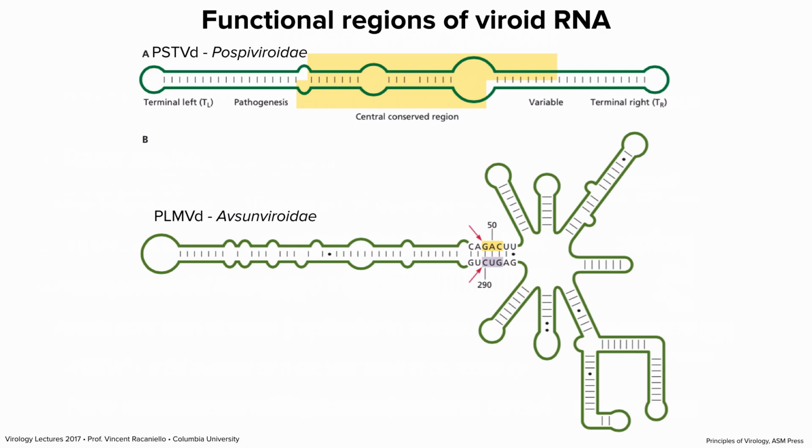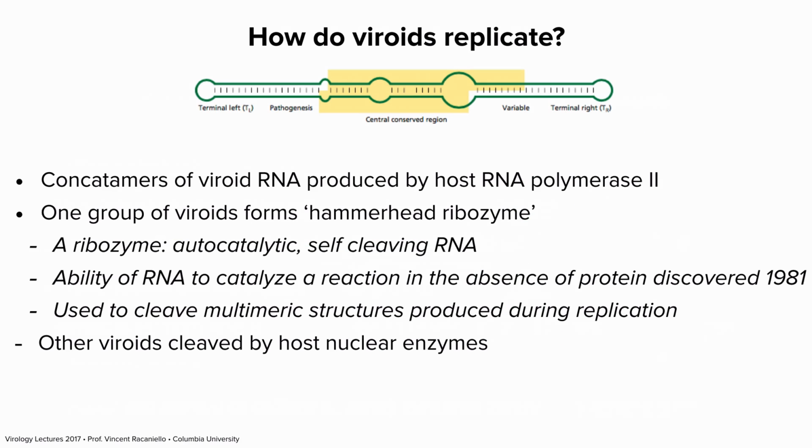Potato spindle tuber, and peach latent mosaic. This one has a self-cleaving site, a ribozyme right there, and it also has extensive secondary structure, as you can see. So how do they replicate? Well, this is the exception to RNA viruses not being replicated by the host cell. It's not really an RNA virus. These are copied by host RNA polymerase 2. So this is, of course, a DNA-dependent RNA polymerase, but it can recognize these viroids and make copies of them. So that's amazing.